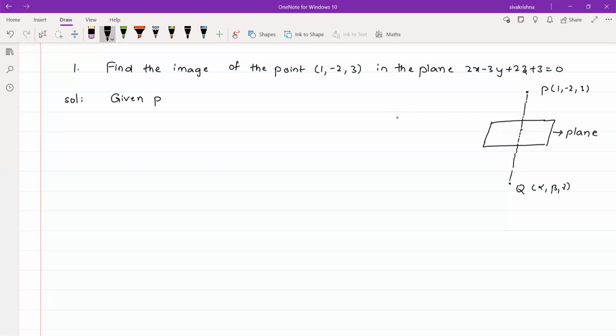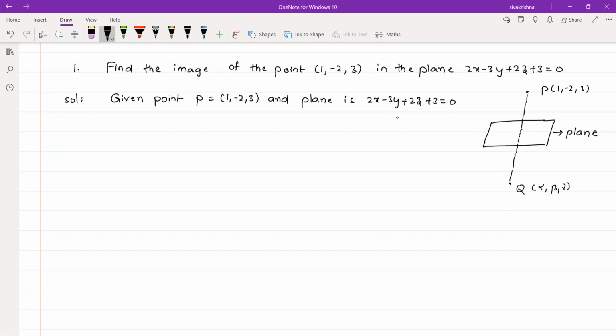the given point P is (1, -2, 3). I am naming that point P, and the plane is 2x - 3y + 2z + 3 = 0. Now, first we have to find the equation of the line PQ.